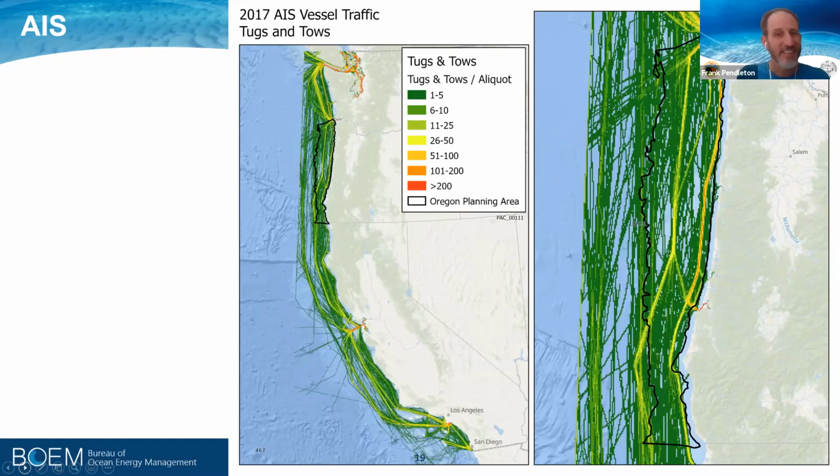Now this is the tugs and tows, and you can see they've got various lanes they're supposed to stay in, and they're doing a pretty good job of staying in their lanes. Because you can see, like, the green, that's not many ships, right? 1 to 5 ships in a year. That's not much at all. It's not till we get up to that yellow and particularly the orange where they're really using it. Next slide.